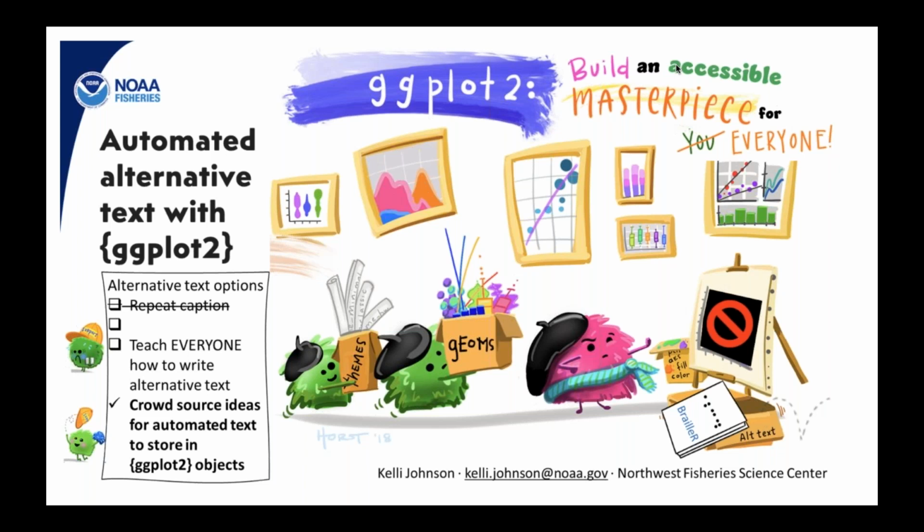So this alternative text is stored in the ggplot object, and then your processes later down the line, such as R Markdown or other tools that you use to visualize these graphics, can pull that alternative text out, place it in the appropriate location, and then when you render, say, to a PDF or an HTML, that automated text is available.